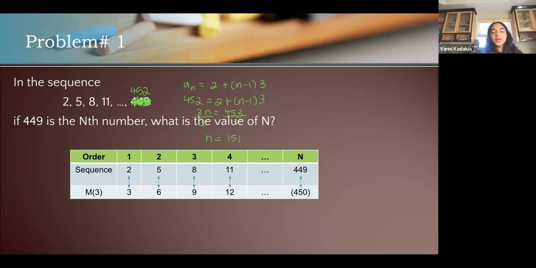Okay, well, let's try if the answer is 5, right? If the answer is 5, we get a of n equals 2 plus 4 times 3, right? Is this going to give us 452? No, right? So the answer can't be 5, right?